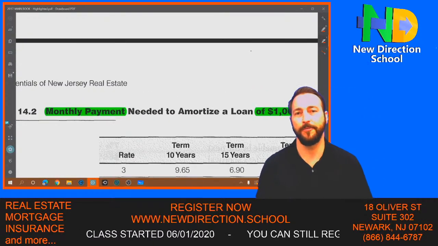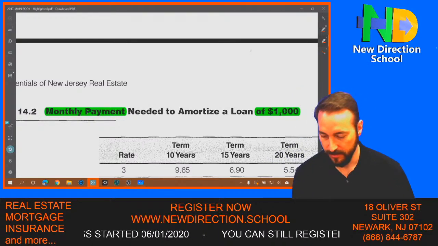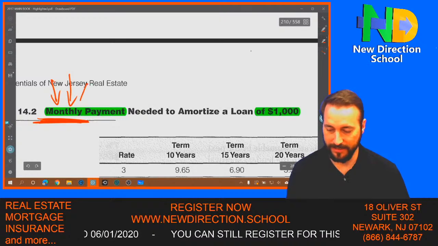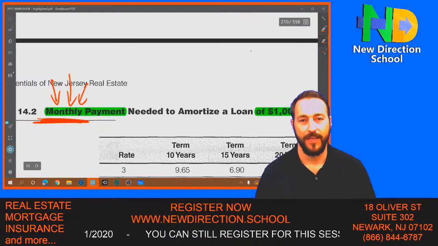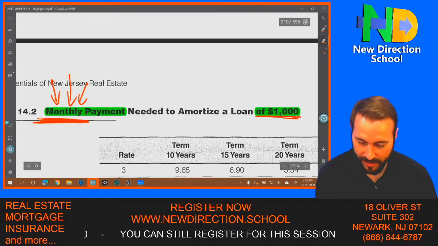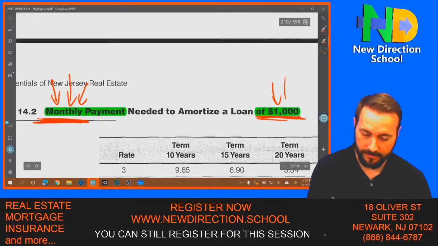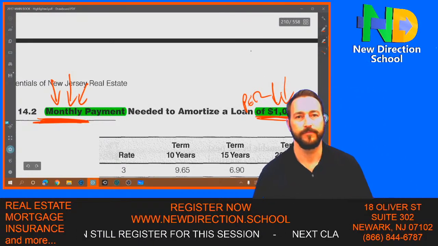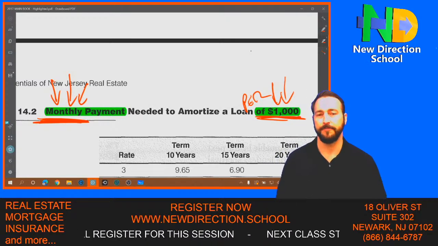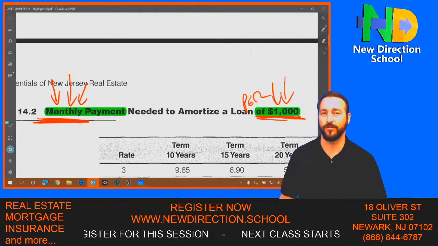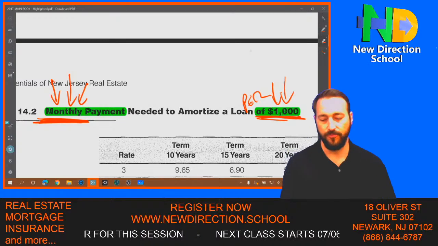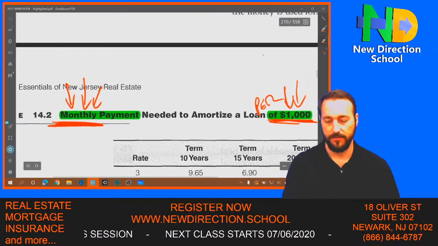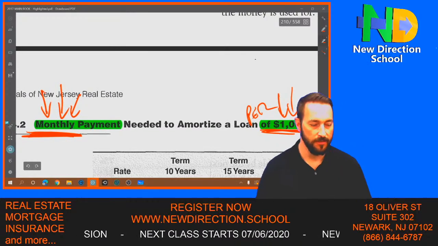First of all, you need to pay attention to this: whatever's on this table is the monthly payment, and whatever's on this table is per $1,000. Okay? So this is something you got to take a note of. This table, table 14.2 on page 196.